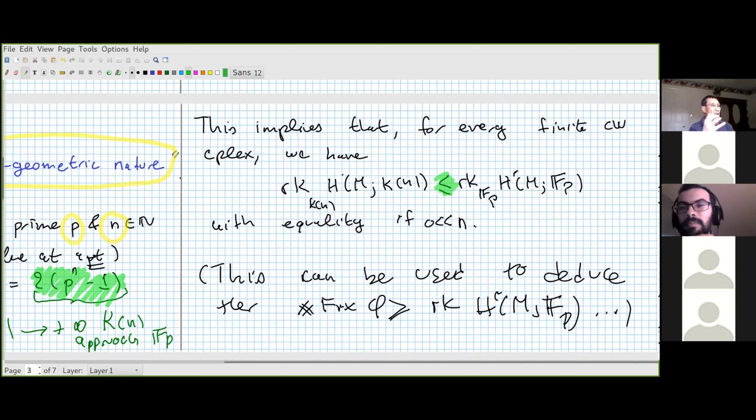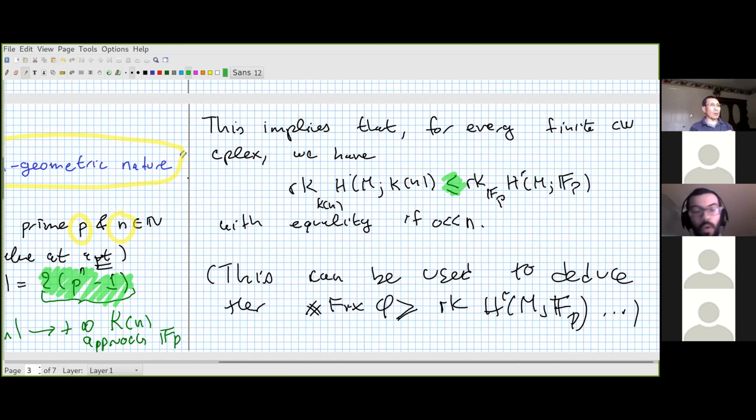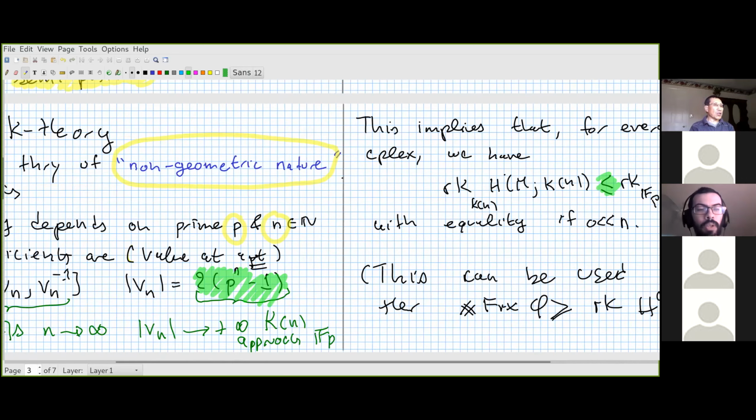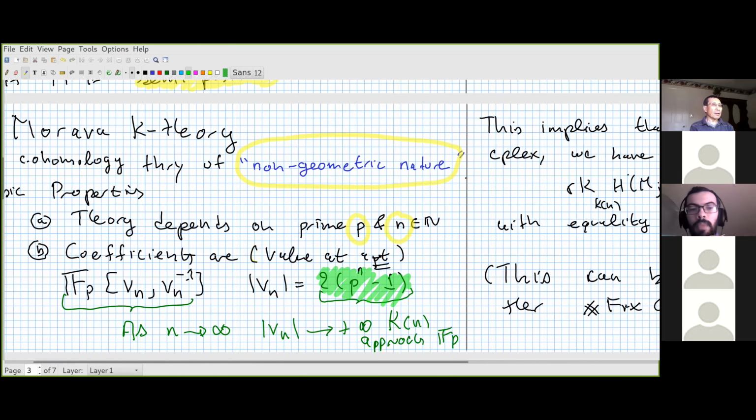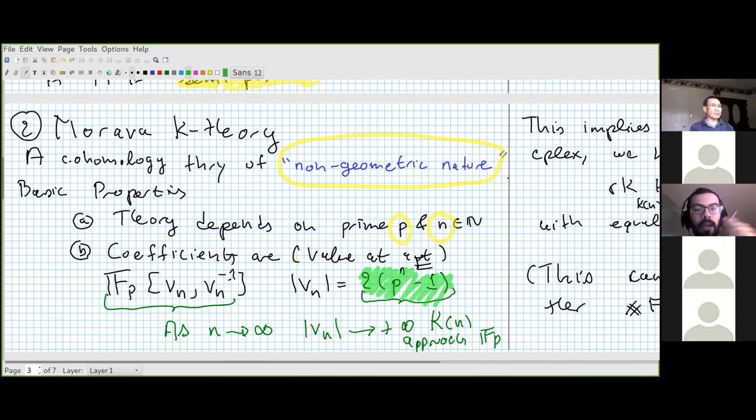Excuse me, I want to get a feeling for this Morava-K theory: given a space, what you get is an algebra over this Morava ring. So precisely, if you give me a space, you get a module over this Laurent polynomial ring.